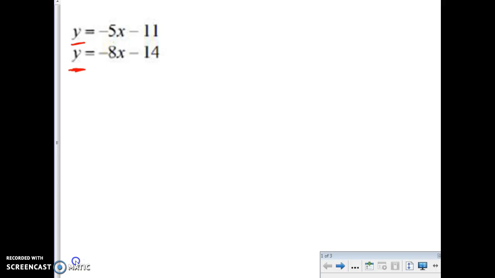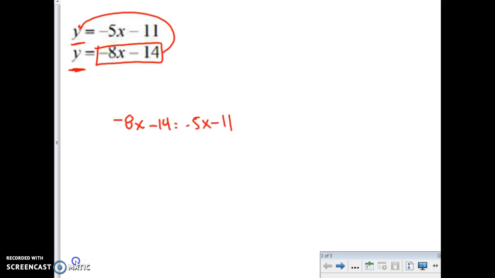So what that means is that I can substitute negative 8x minus 14 in place of the other y. So I can create an equation: negative 8x minus 14 equals negative 5x minus 11. The goal of solving a system is to try to find an x and a y value that makes both of these true. So that's why we're setting them equal to each other, because I know that this statement has to equal that statement, because y and y are exactly the same.